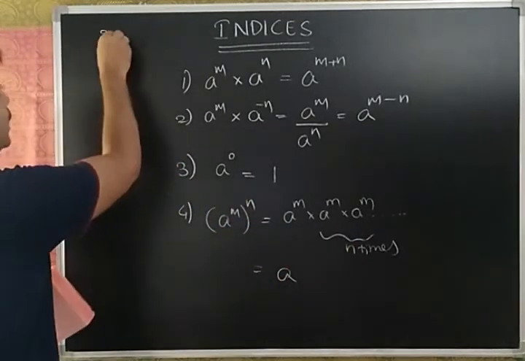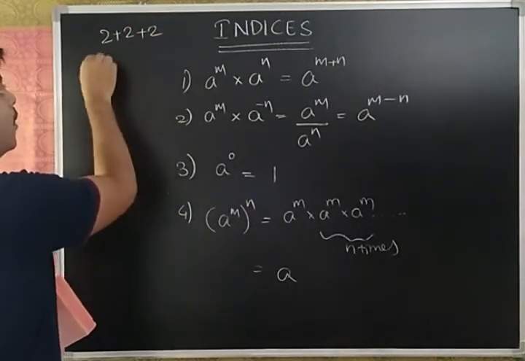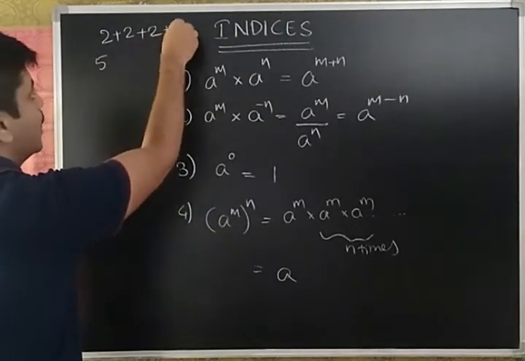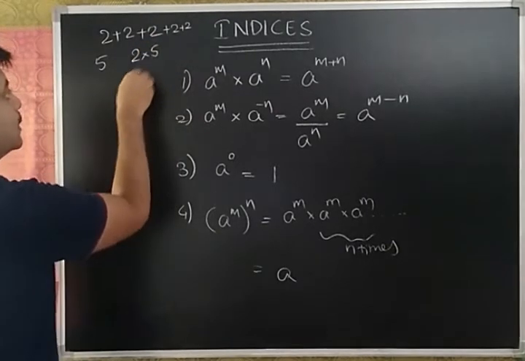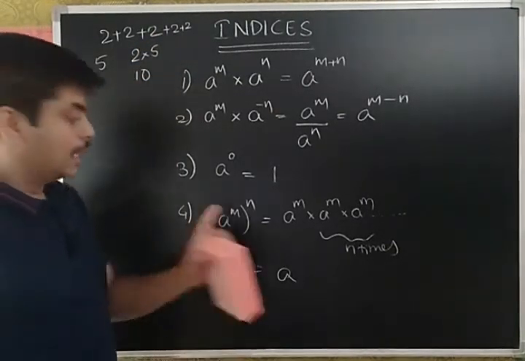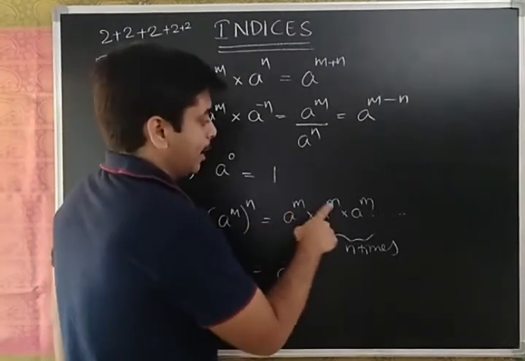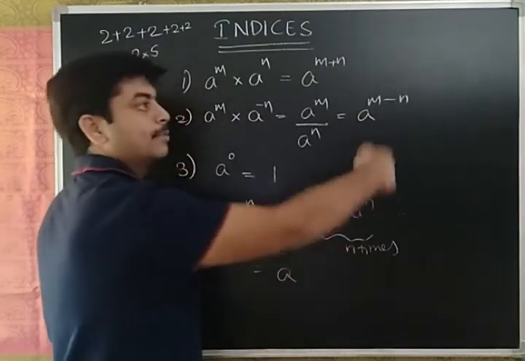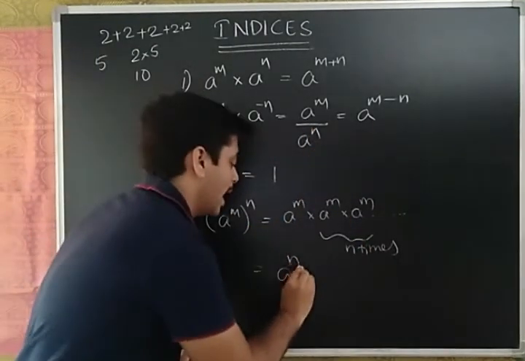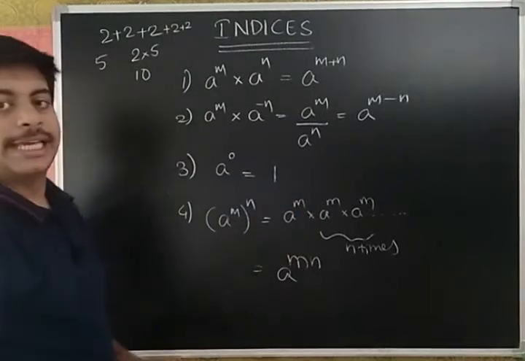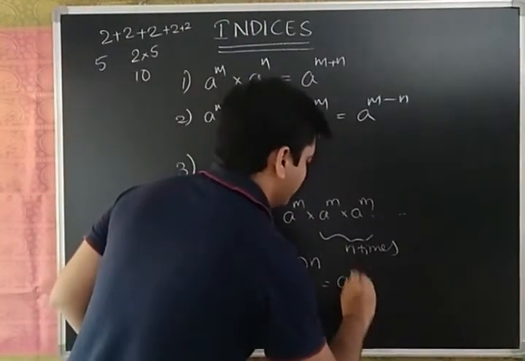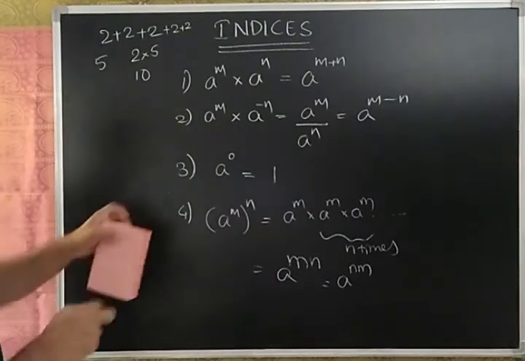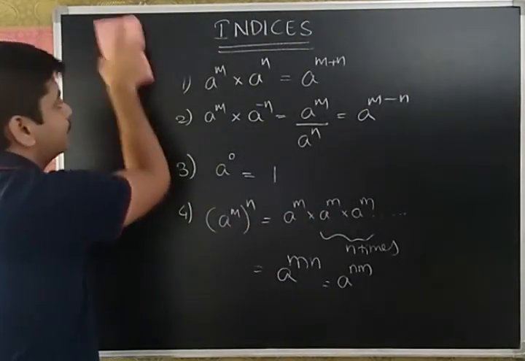Like adding 2 plus 2 plus 2, how many times? Let us say 5 times. If you add 2 five times, it is simply 2 into 5, that is 10. In the same way, a power m into a power m and so on, n times, gives m plus m plus m, n times, which is mn. So a power mn is also equal to a power nm. Clear? Okay, so let us discuss a few more properties of indices.